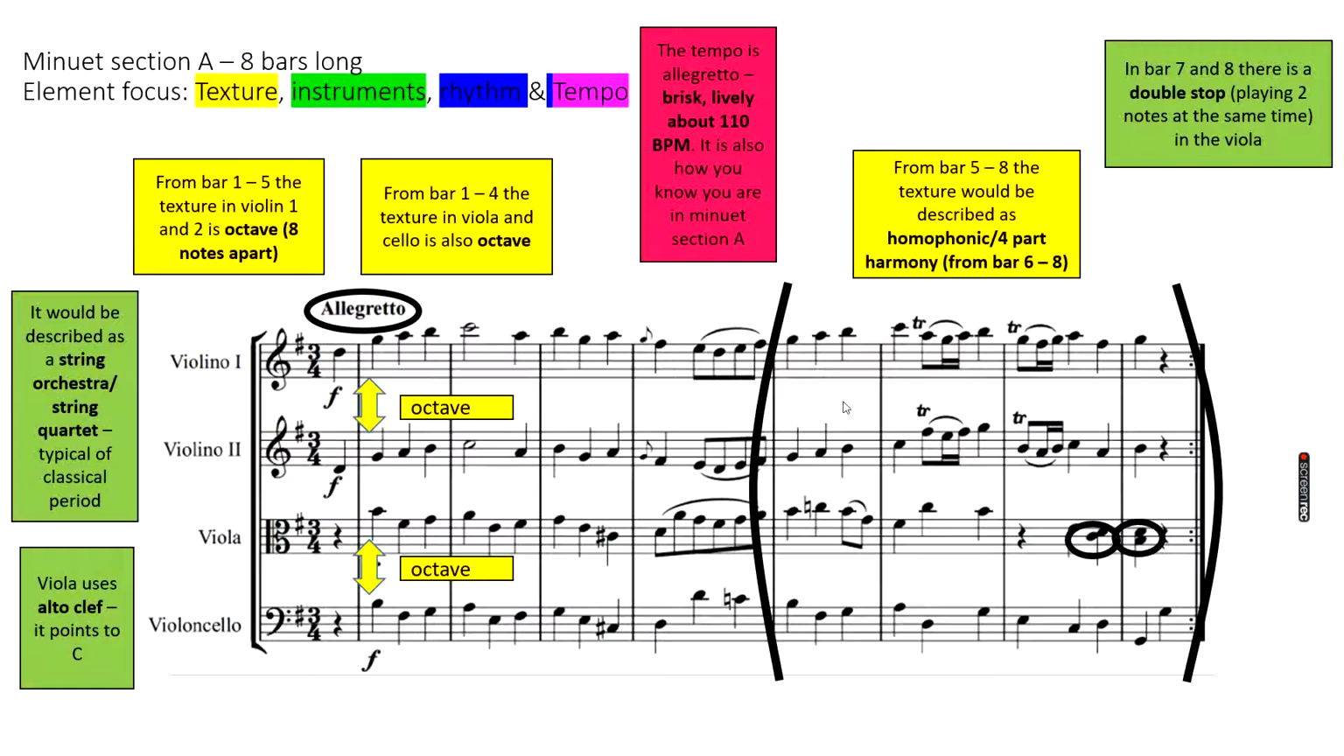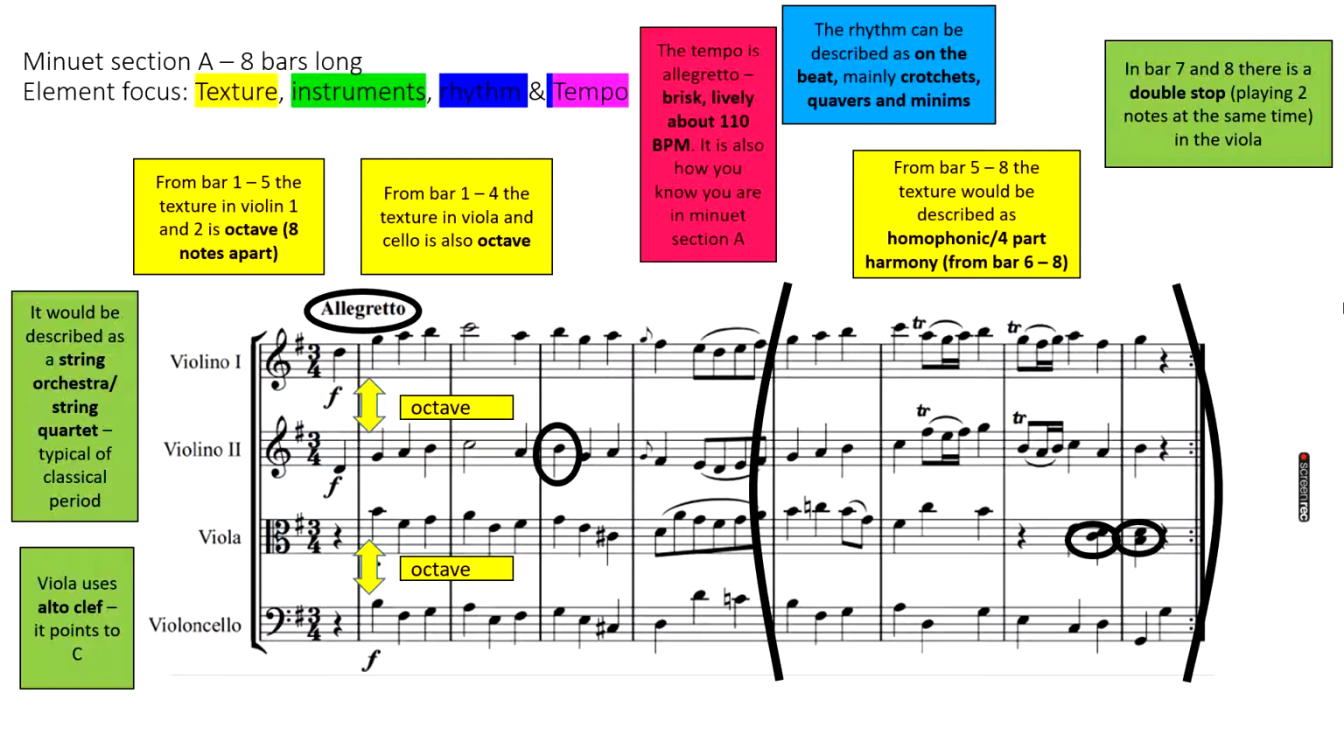In terms of the rhythm, and rhythm basically means speed of notes. We would describe the rhythm as being on the beat, so each and every note is on that beat. He's mainly using crotchets, quavers and minims. They're the 3 basic rhythms that he has used in section A of the minuet.